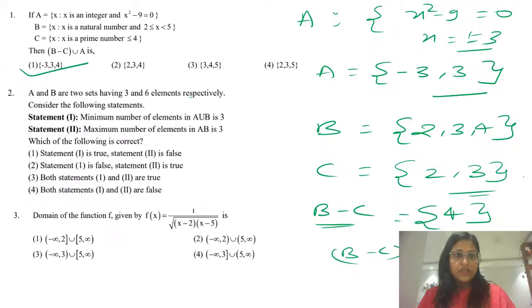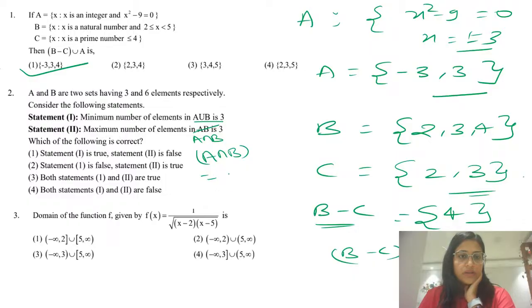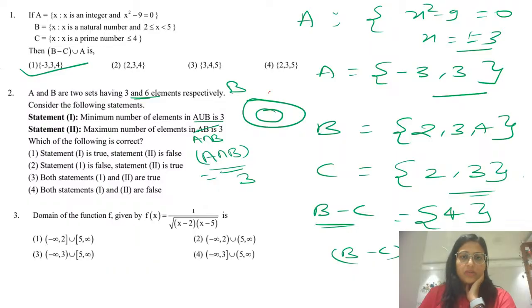A and B are two sets having 3 and 6 elements respectively. Consider the following statements. The minimum number of elements in A union B. Come to the maximum number of elements in A intersection B, student. We know that A intersection B is given as 3. The maximum number of elements will be 3 when A is completely occupied. This will be the case when A is a subset of B. In that case, the maximum number of elements in A intersection B is 3.